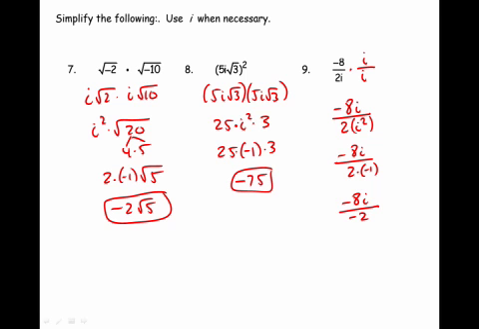And then a negative divided by a negative is a positive. And 2 goes into 8 4 times. So number 9 simplifies to 4i.